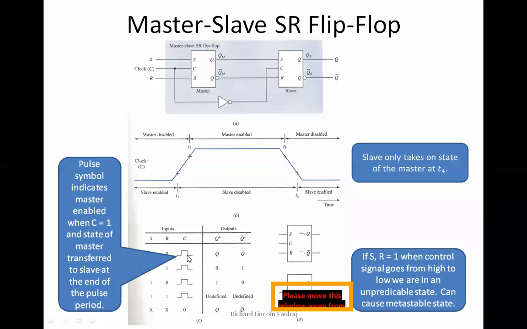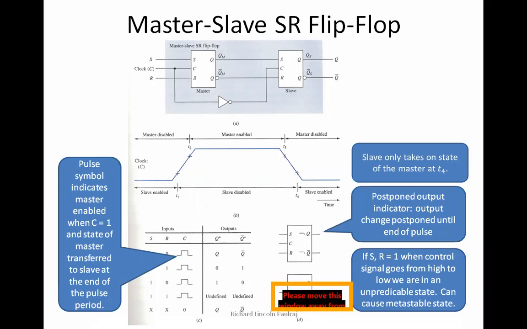As you all know, this pulse symbol indicates that it is enabled when C is equal to 1, and the state of the master is transferred to the slave at the end of the pulse period. So it will wait till the pulse is high. When it starts reducing, that is when your slave will start getting enabled. This is also called postponed output because we are getting the output at the next clock cycle, not immediately.